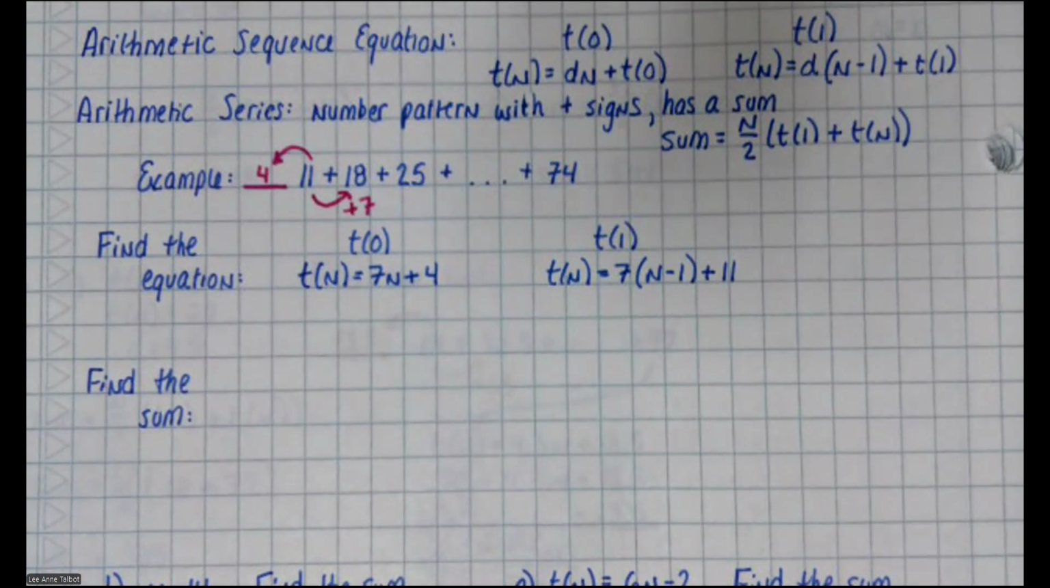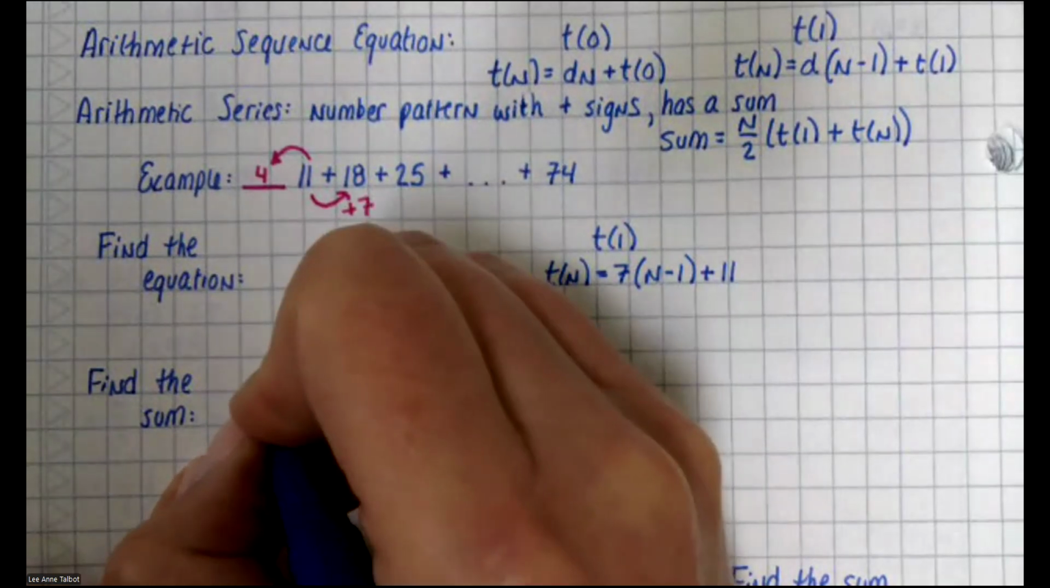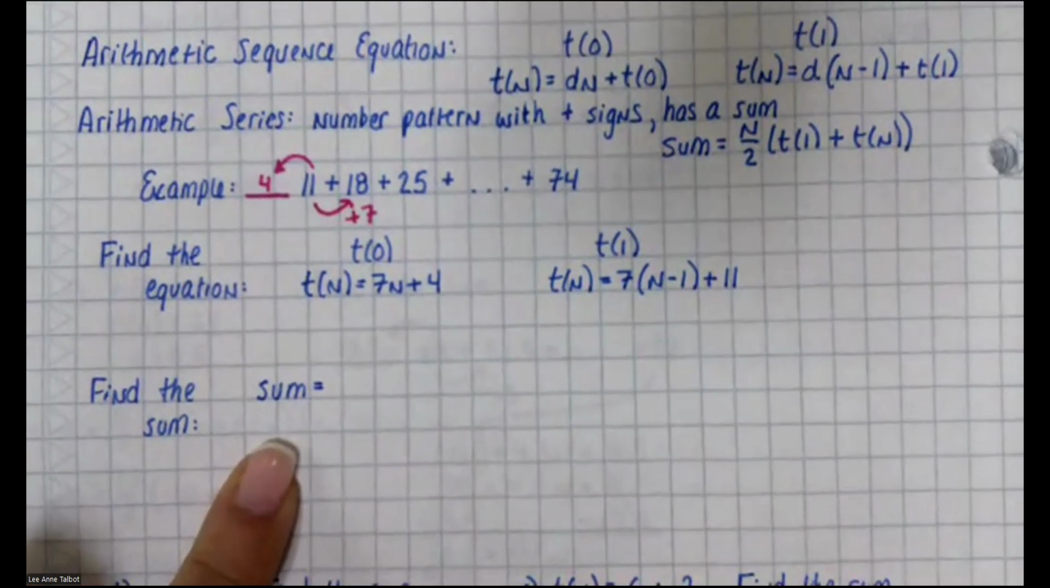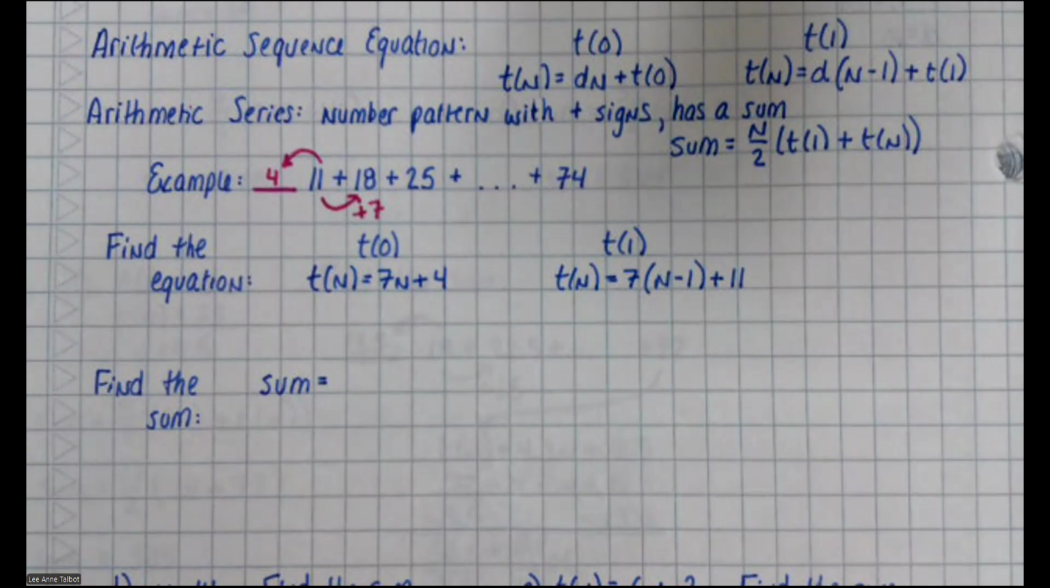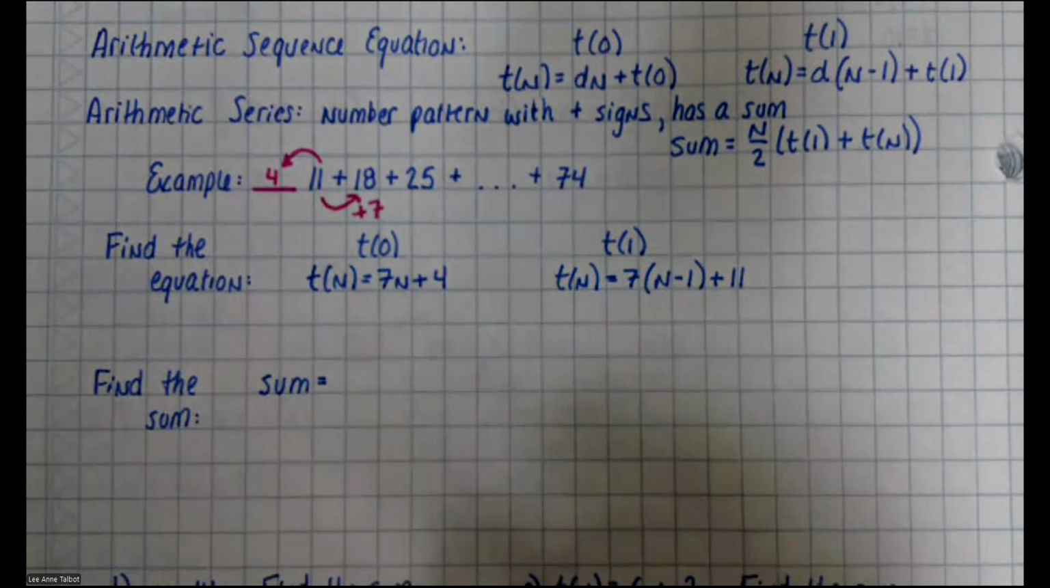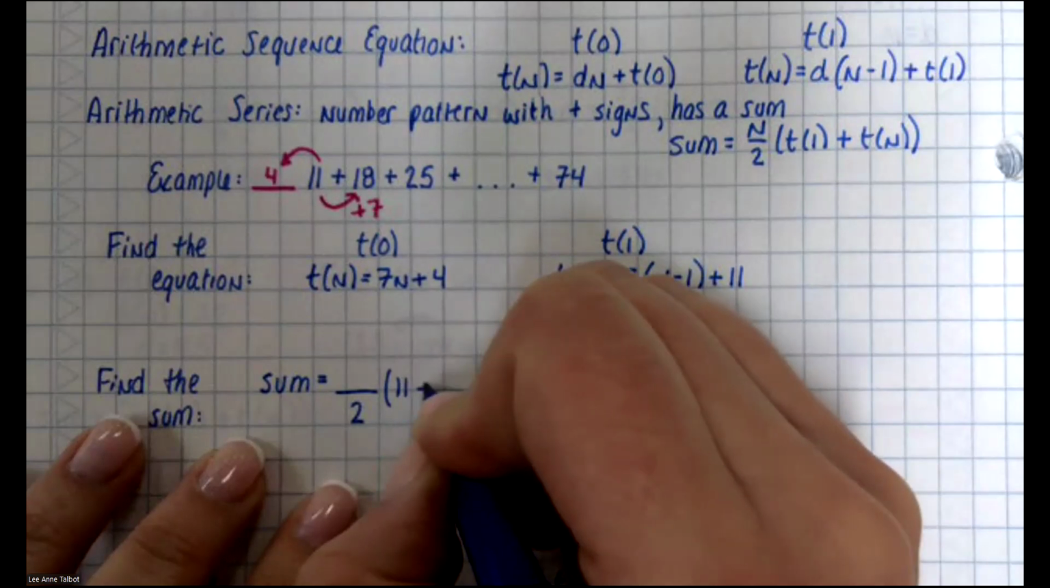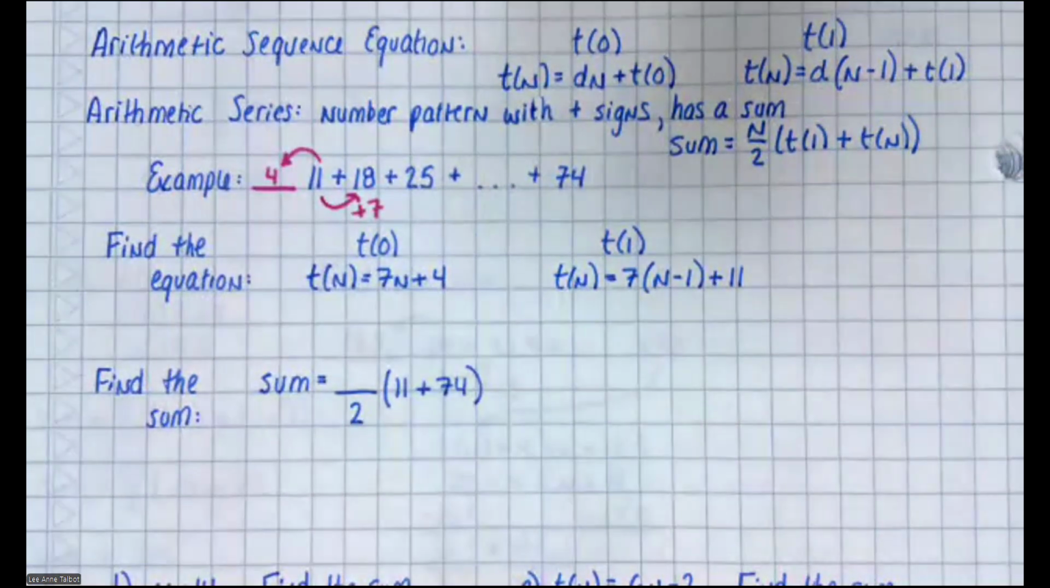Okay, any questions about how I found the equations? Remember, those are the key to everything. You sure you're okay? Okay, find the sum. Sum equals n over 2. What's n in this problem? We don't know. Okay, let's see what we can fill in though. N over 2, first term plus last term.